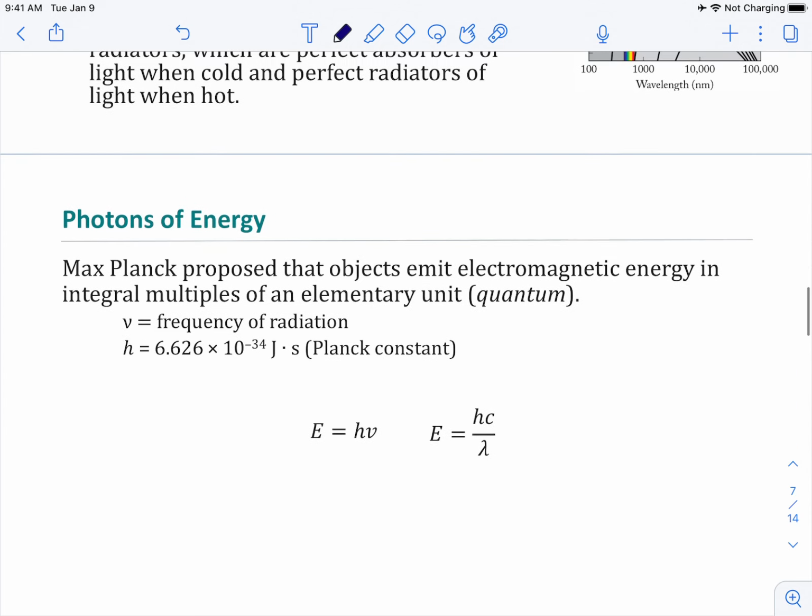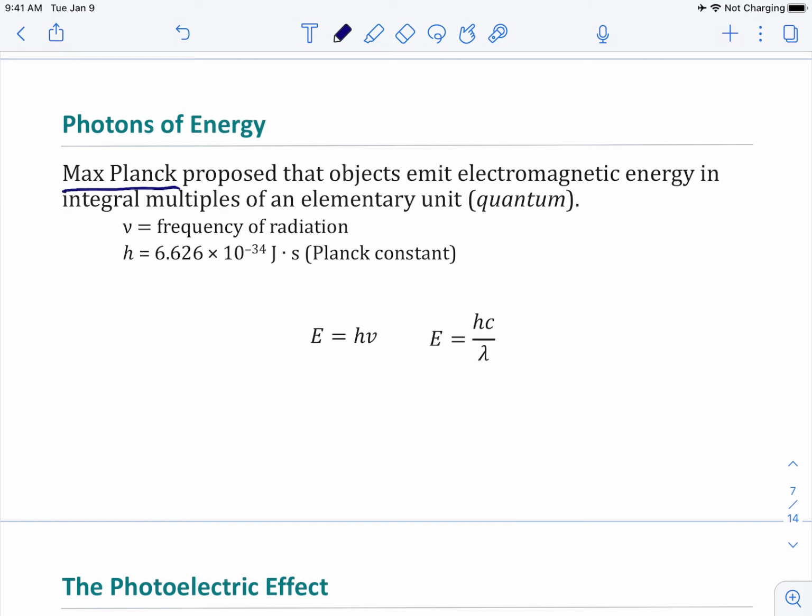So Max Planck is really the first giant of quantum theory. And he proposed that objects emit electromagnetic radiation in integral multiples of an elementary unit. That's the idea of a quanta or quantum. Okay? A quantum of energy. And he comes up with this famous equation. This is Planck's equation right here, E equals h nu. And of course, since we know c equals lambda nu, you can do a substitution and get this equation here. But what this equation is, it's the energy of a single photon or a single quantum of electromagnetic radiation for a given frequency.